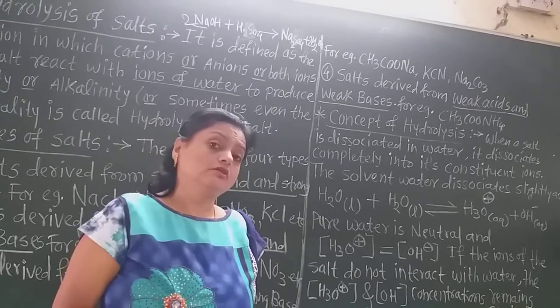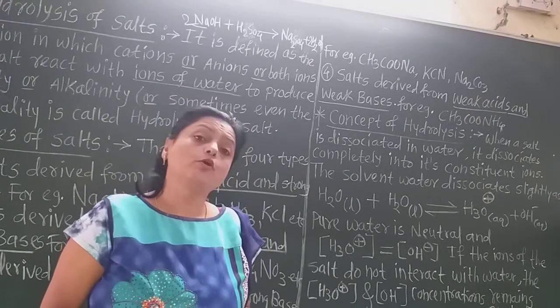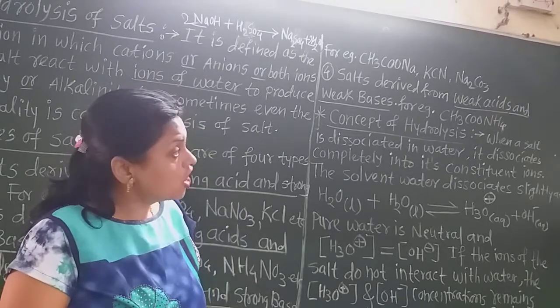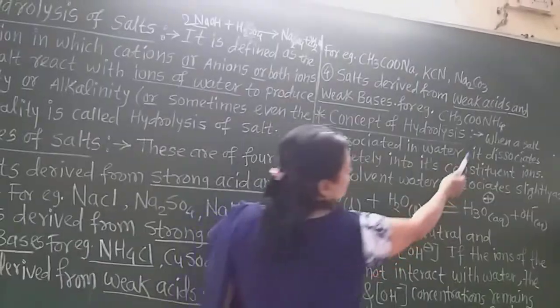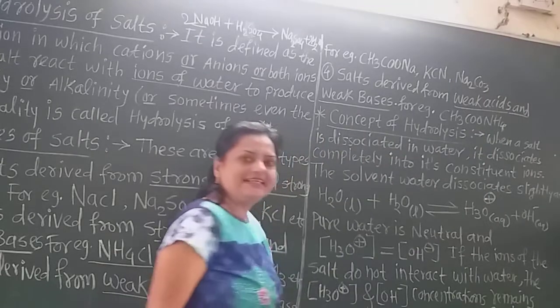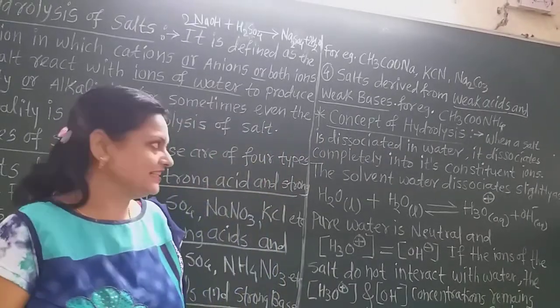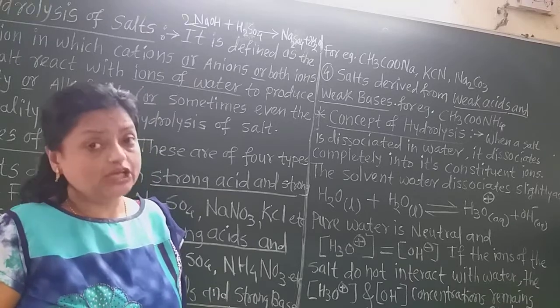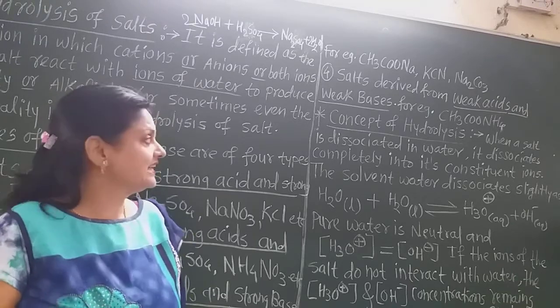Now the fourth type of salts are salts derived from weak acids and weak bases. There are four types of salts, and this one is derived from weak acid and weak bases. For example, ammonium acetate: NH4OH is the weak base and acetic acid is the weak acid. So ammonium acetate is a salt of a weak base and weak acid.